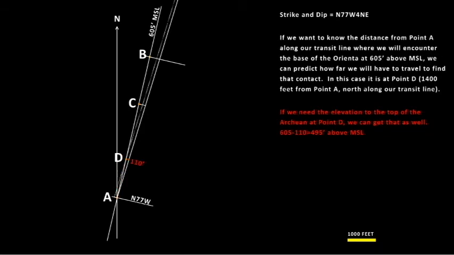All right. So now if we need the elevation to the top of the Archean at point D, we can get that as well. We just take the 110 feet, which is that red line. It's kind of hard to see, but there is a line there. That's a physical measurement on our graph here. We take that from the 605 and we get the top of the Archean will be at 495 feet above mean sea level.